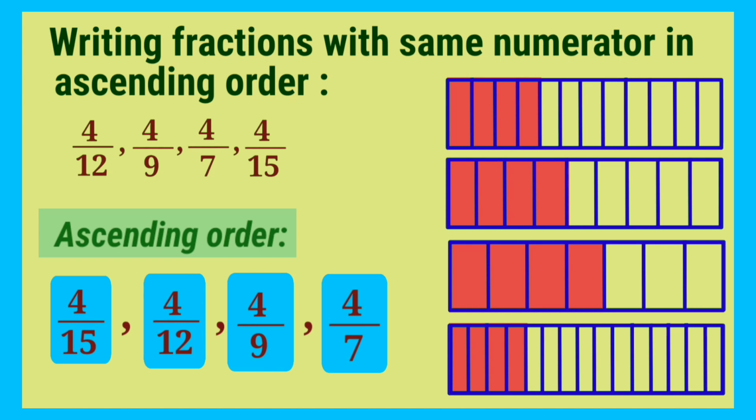ascending order. So students, we have seen that when the numerator is the same, the fraction with the largest denominator is the smallest fraction and we keep it at first place in ascending order. And the fraction with the smallest denominator is the largest fraction and we keep it at last in the ascending order.